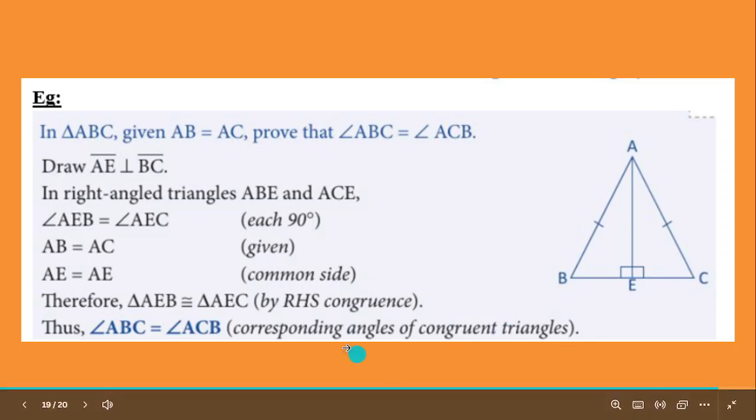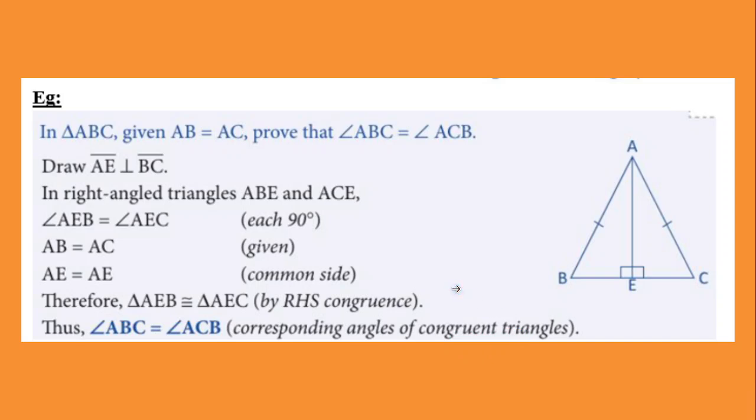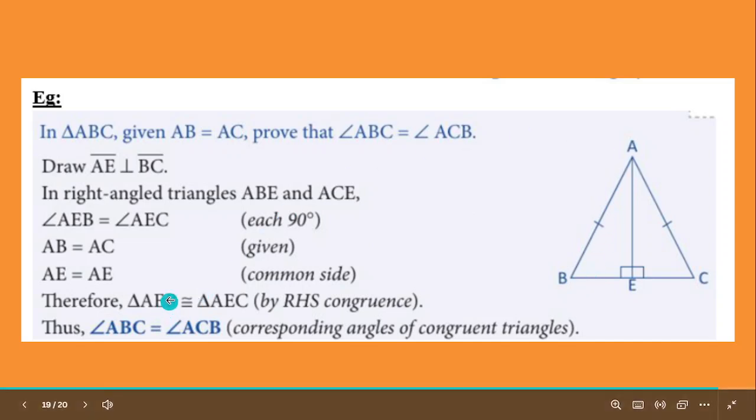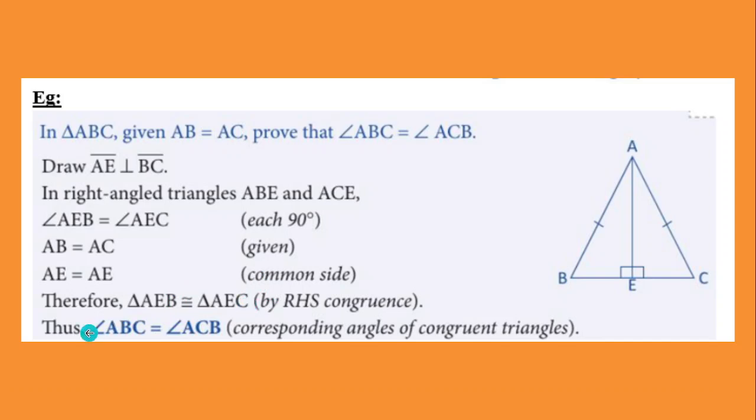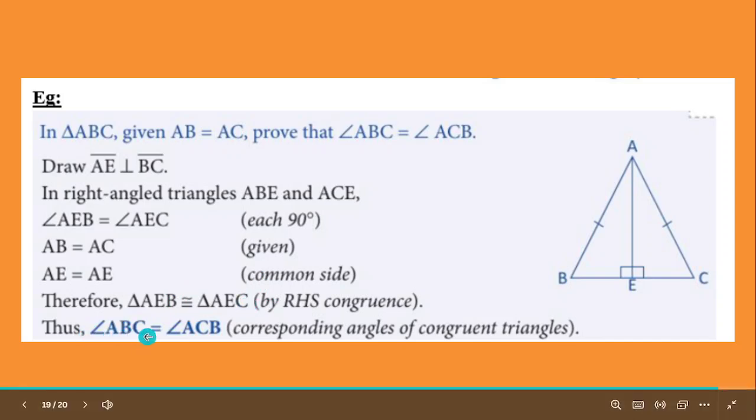So yes, by corresponding parts of congruent triangles, as we know that if three elements are equal and the two triangles are congruent, then we can say that yes, the remaining three elements will also be equal. So here, if we take this one angle, angle B, the last one, it should be equal to angle C. So here we can say angle ABC will be equal to angle ACB, right? Why? By CPCT, that is corresponding parts of congruent triangles, right?